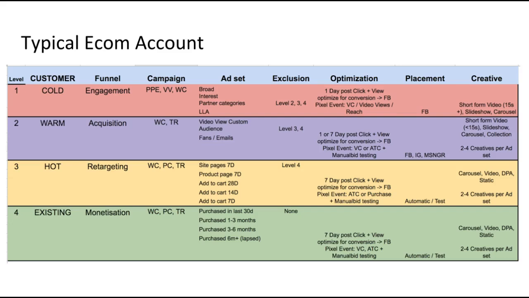Then the third layer down is retargeting. Now with this, there's three key objectives again that I'm using: website conversion, product catalog, and traffic again. From testing within e-commerce, I often see that when you run website conversion and traffic together, especially when you're not running product catalog, you can get some really good performance. And actually blended, they give a good blended performance.